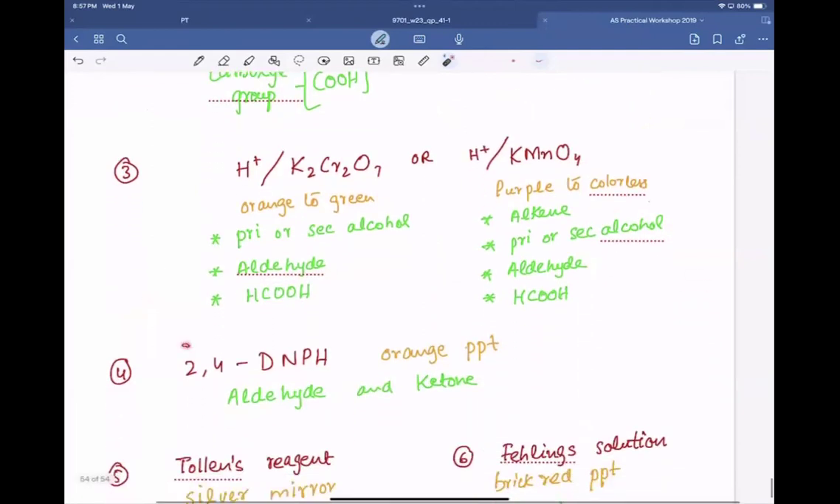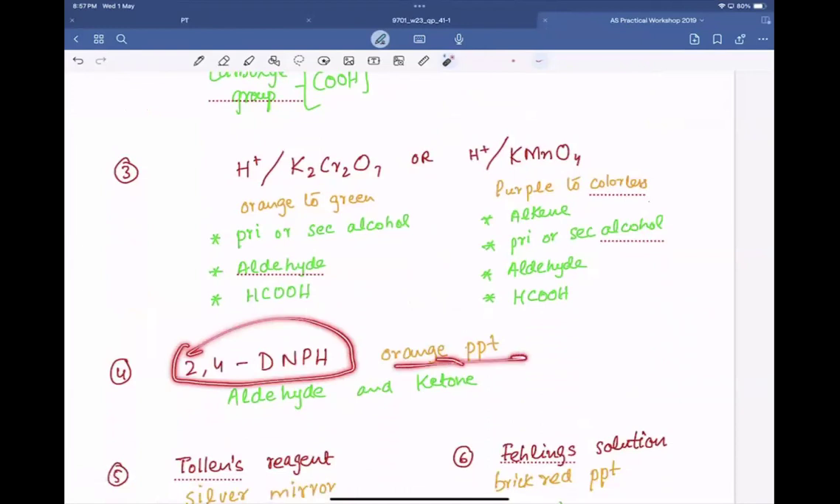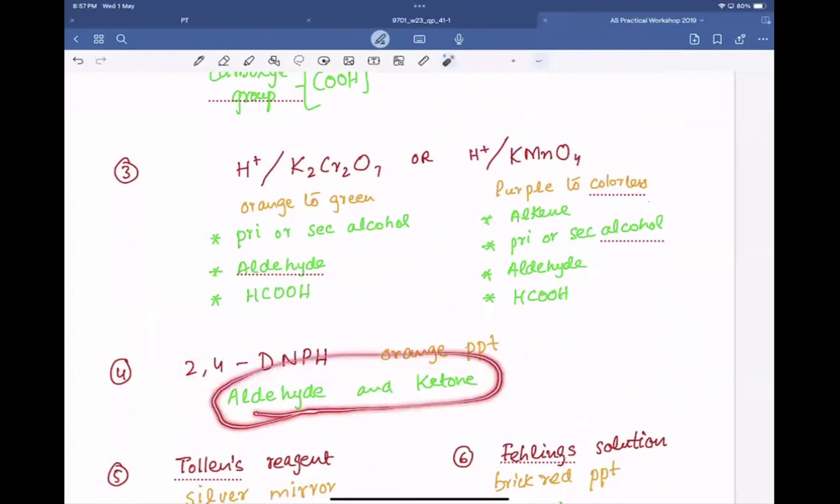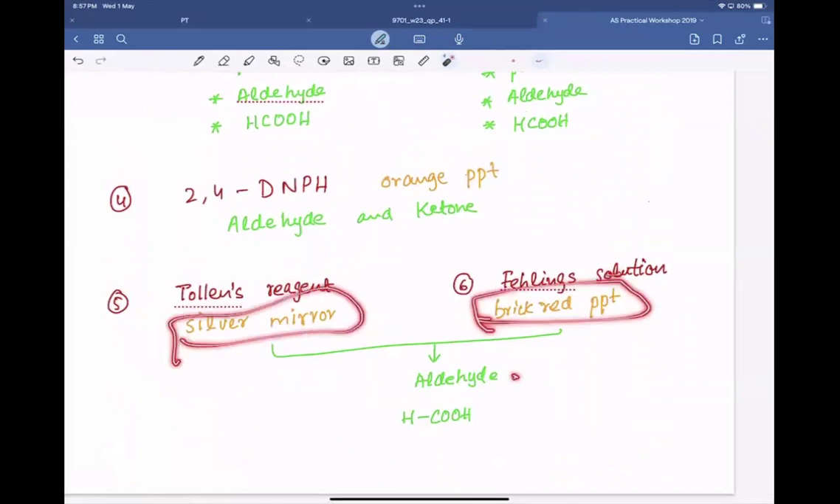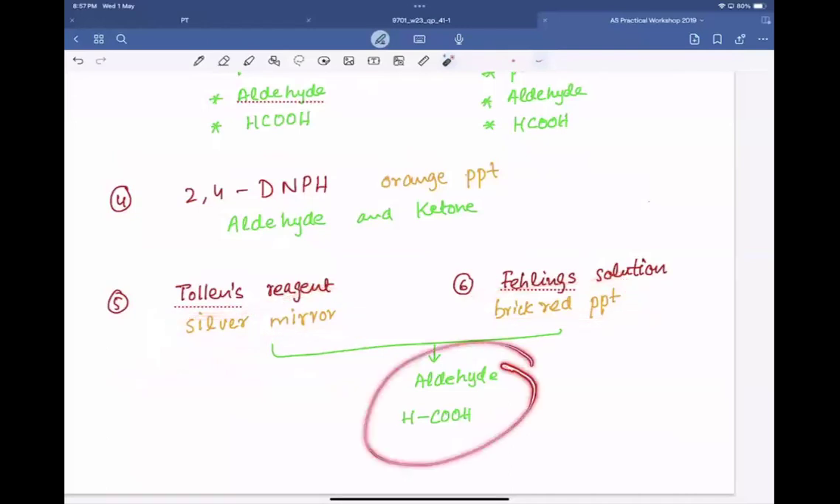If the examiner asks you to do this test and you observe this, then it can be an aldehyde or a ketone. To differentiate between aldehyde and ketone, we do these tests: Tollens' reagent or Fehling's solution. If we get brick red precipitate and a silver mirror in these tests, then it's an aldehyde. Otherwise, it's a ketone if these tests are negative.